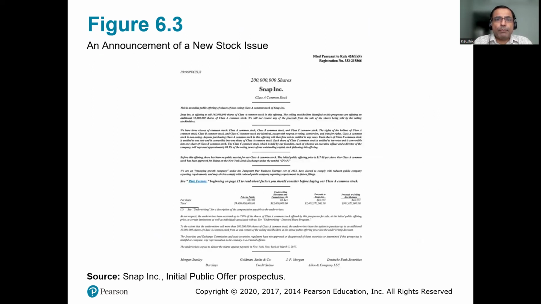So this is an example of an announcement for new stock issue. It could be public offering or could be rights offering.